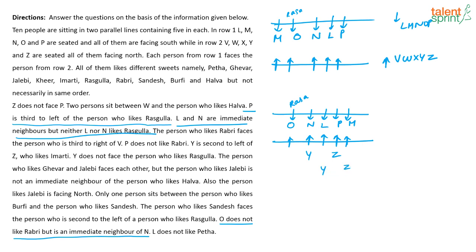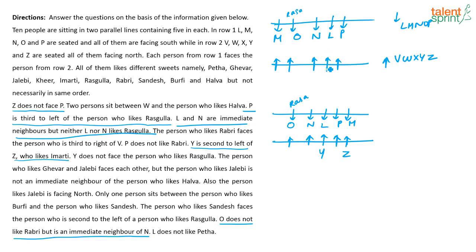So this can be Y and this can be Z, or this can be Y and this can be Z. Okay. See, it is given Y is second to the left of the Z who likes Imarti. Is there any other information given for us to freeze which is Y and which is Z? It is very clearly given Z does not face P. So this possibility is also gone. There were 2 possibilities to place Y and Z, but they have given Z does not face P. So which is Y and which is Z? This is Y and this is Z.